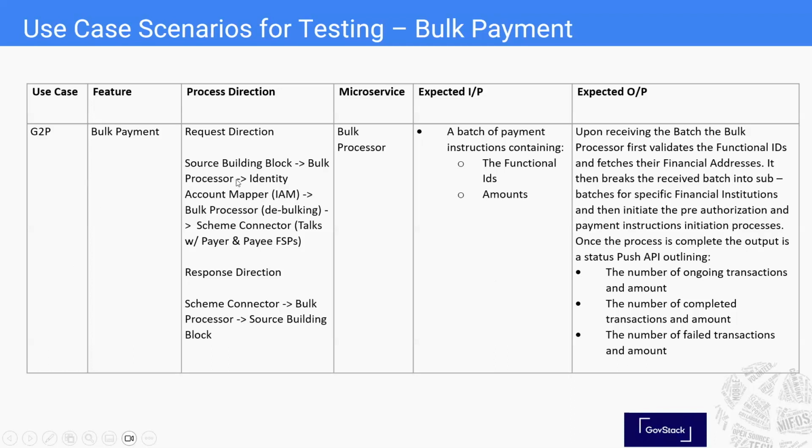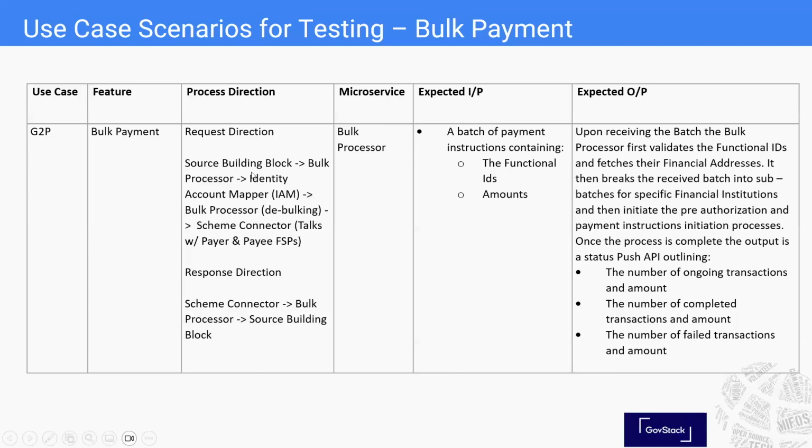Also, in the UI that has been implemented, we again provide a sort of portal through which the batches for bulk payment can be created and uploaded, and then sent via the API to the backend, to the bulk processor for further processing. So again, there are multiple ways through which this bulk payment functionality can be tested.